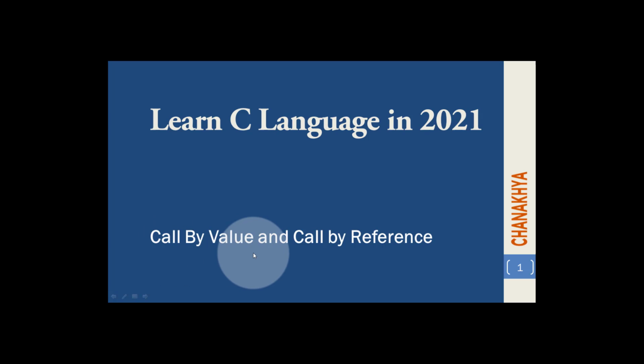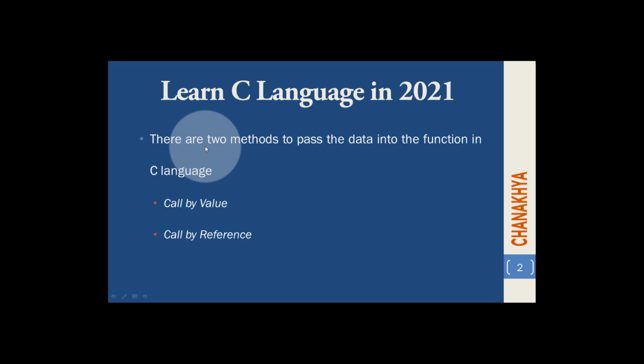So here we have to try to understand what basically call by value and call by reference are. There are two methods to pass data into a function in C language. When we call a function and have to pass arguments to it, one method is call by value and another is call by reference. We will try to understand each of them one by one, so first we will start with call by value.